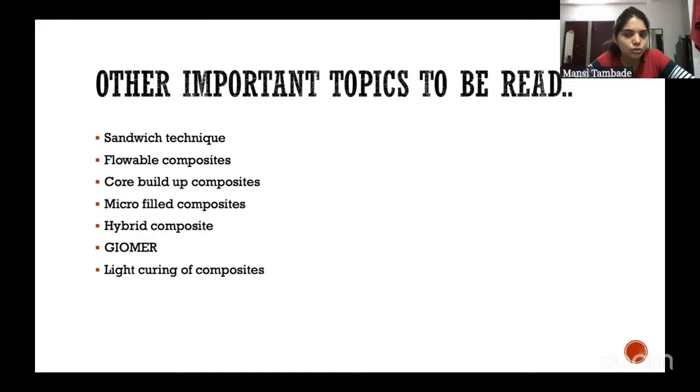Flowable composites, this could be a short note question. Core buildup composites, microfill composites, hybrid composites, giomer, light curing of the composite. It was one of the asked questions.